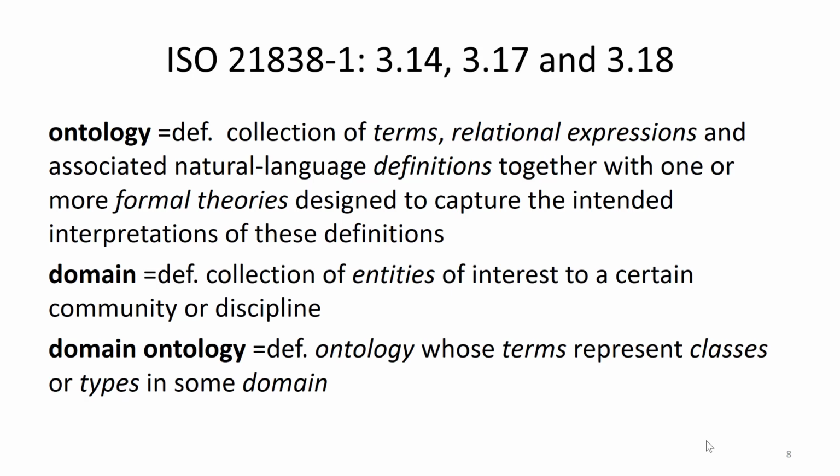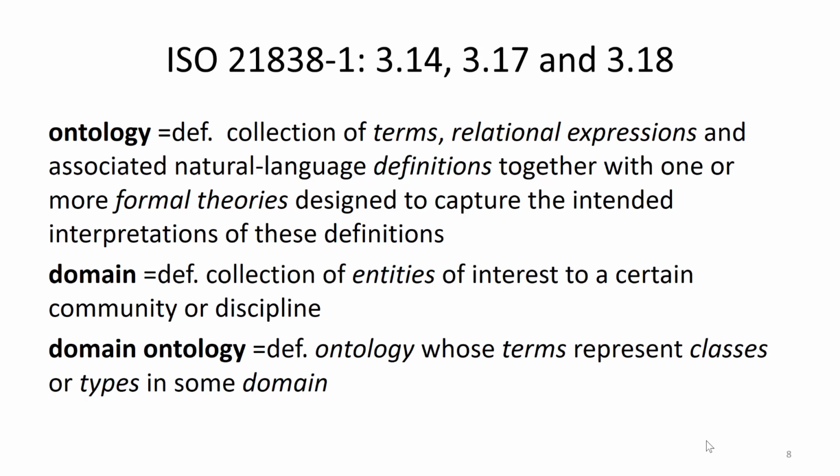Now, we think, and we specified this in the definition, that every ontology should have natural language definitions. And therefore, an ontology is a collection of terms and relational expressions which includes natural language definitions. We also insist that every ontology should have a formal representation. And so we say, in fact, that it should have one or more formal representations. As we will see, for BFO, there are an OWL representation and a first-order logic representation. All right, now an ontology is a top-level ontology if it's domain neutral.